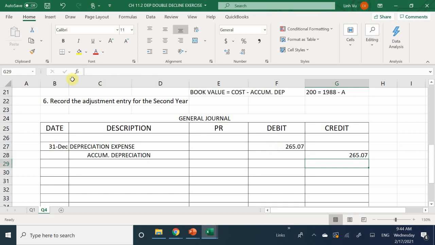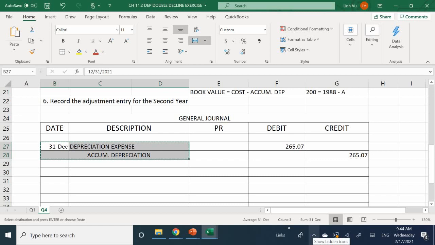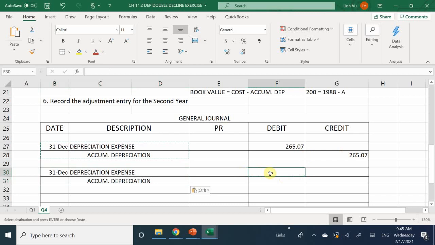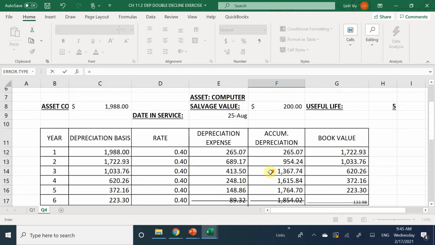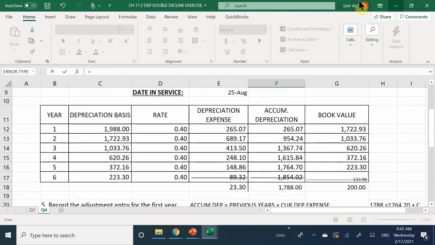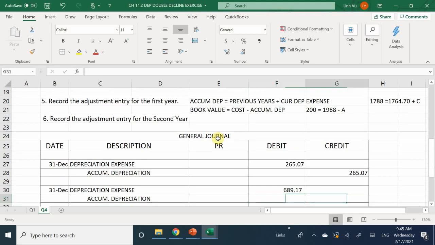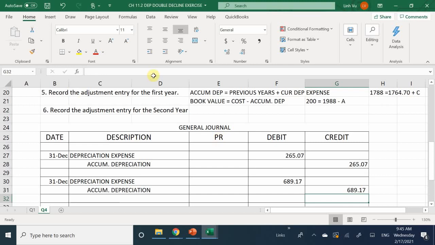And then of course the journal is going to reflect the same for the second year. But in this case we have a different value. So what is going to be my depreciation for the second year? 689.17. Okay. And that's it.